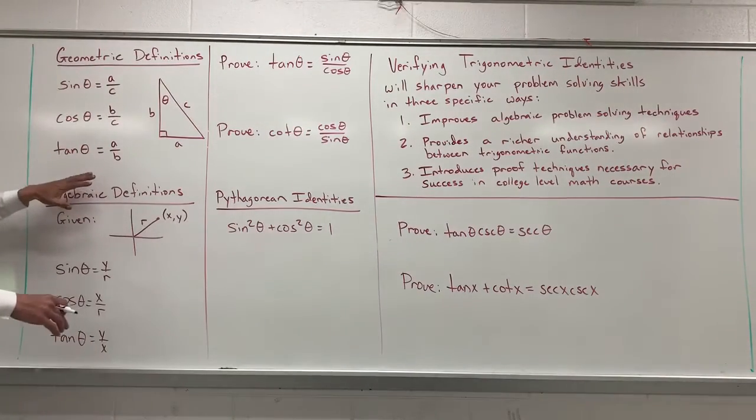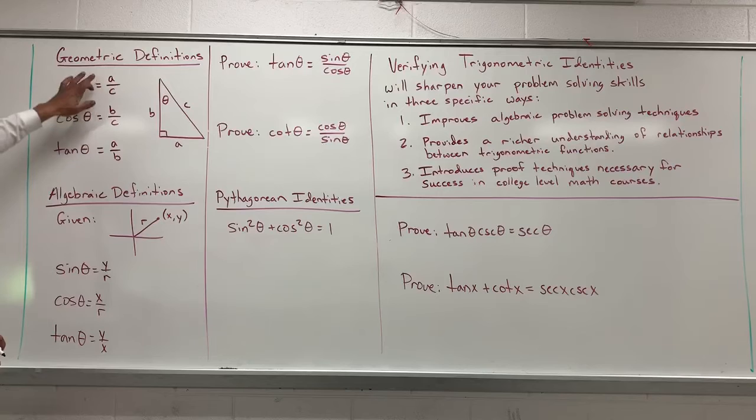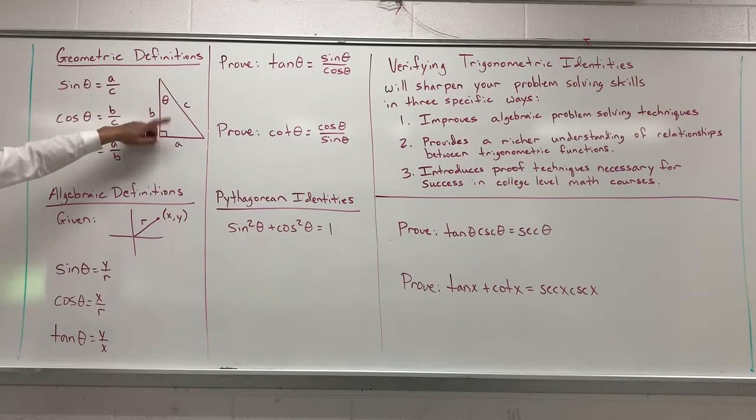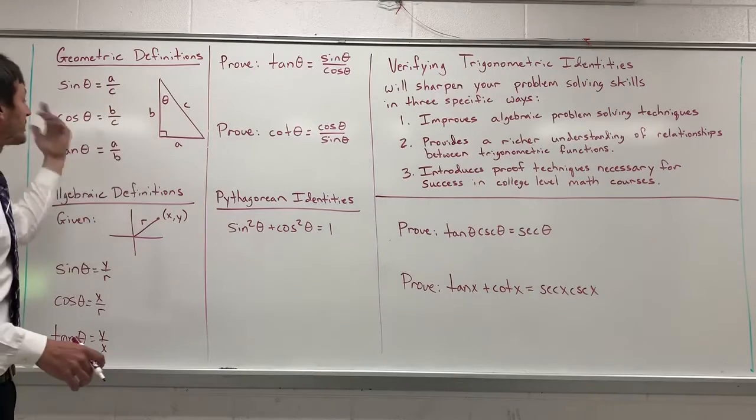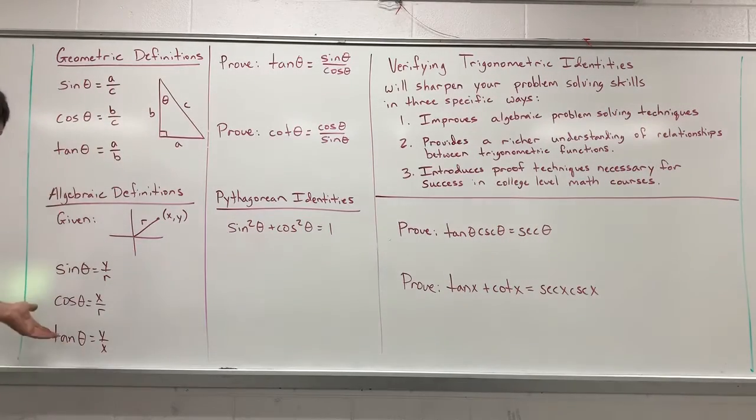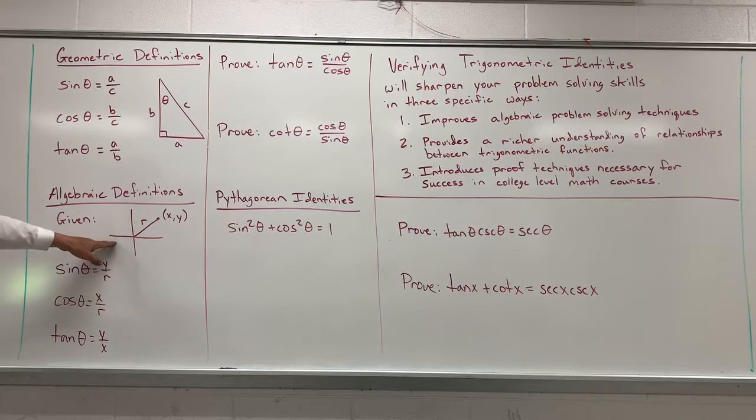These are the geometric definitions. Obviously, you guys learned this in class. The sine of an angle theta, notice theta has been listed in this right triangle, is the opposite divided by the hypotenuse, which is A over C. Cosine is adjacent over hypotenuse, B over C, and tangent is the opposite divided by the adjacent, A over B. And then you have your algebraic definitions if we're working on an XY axis.